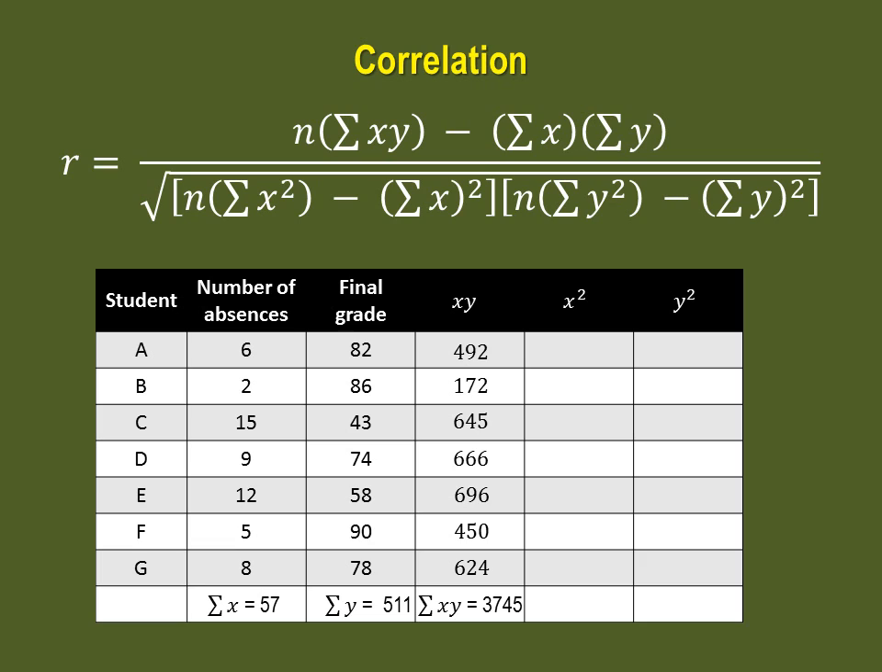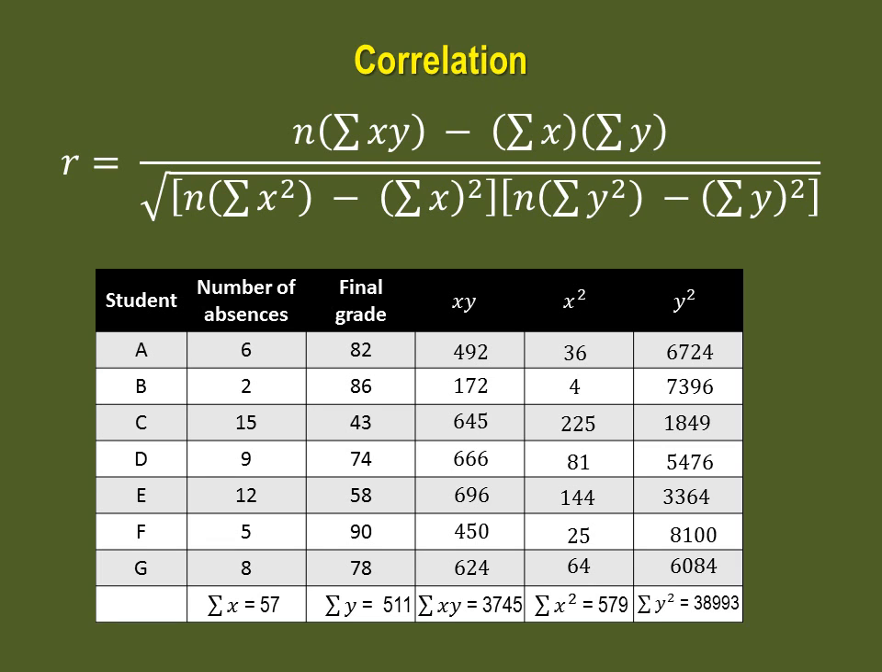So the sum of x times y is 3,745. And then we go to the next column, which is the square of x. So 6 squared, 36, and all the way down to the bottom. Now we want to do the sum of x squared. We add all of those up, which gives us 579. We repeat, but with y, so 82 squared, and etc., all the way down to the bottom. We add them all up, which gives us 38,993.